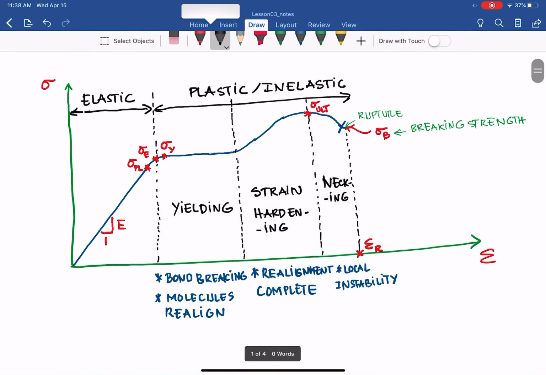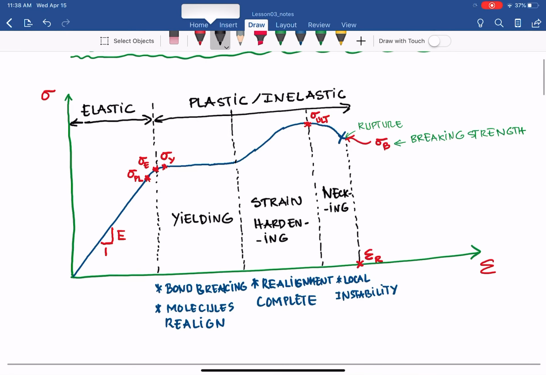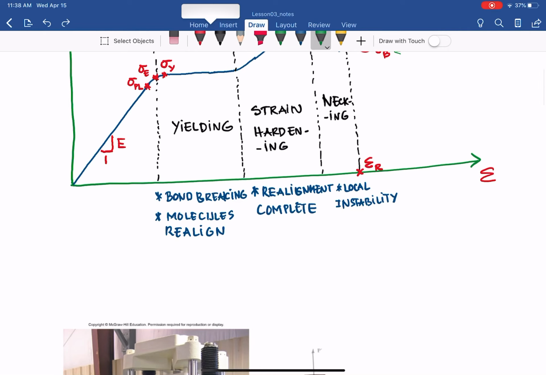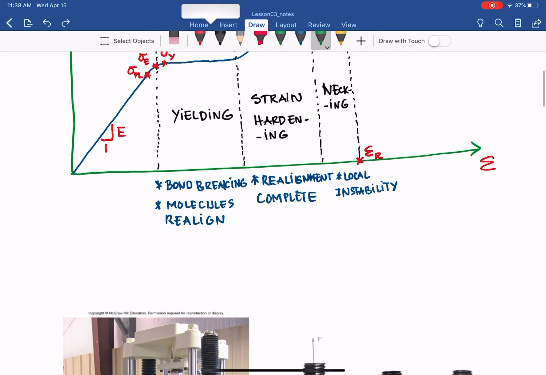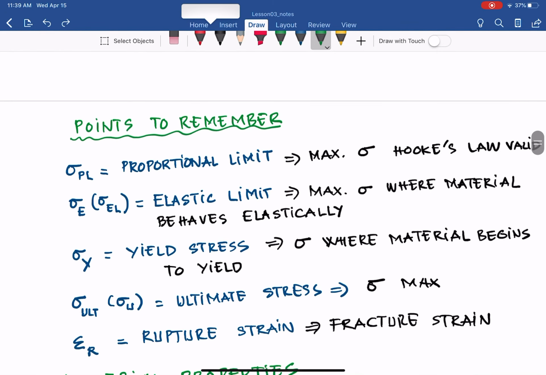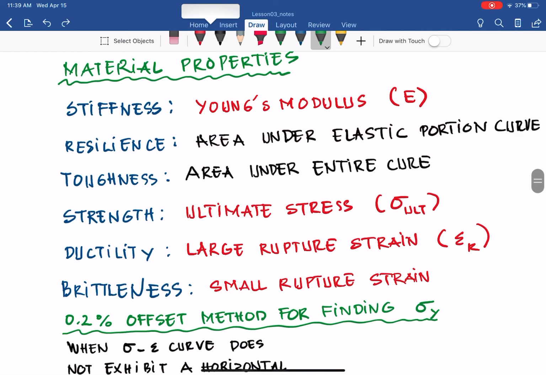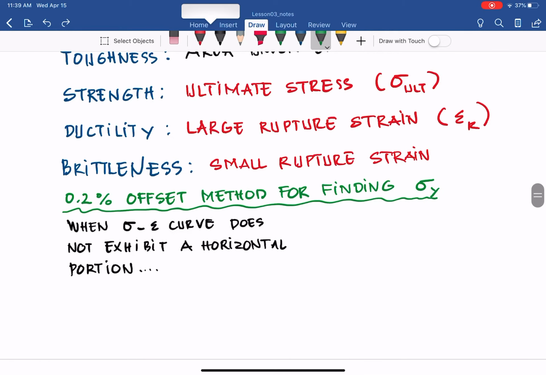For typical material behavior in yielding, the curve here is horizontal, right? And it's easy: once the curve starts horizontal, we can find the sigma yield. But some materials don't behave that way. The yielding is difficult to see, the horizontal portion is difficult to recognize in the graph of sigma and epsilon. So how can we find it? That method we call the 0.2% offset method for finding sigma yield.